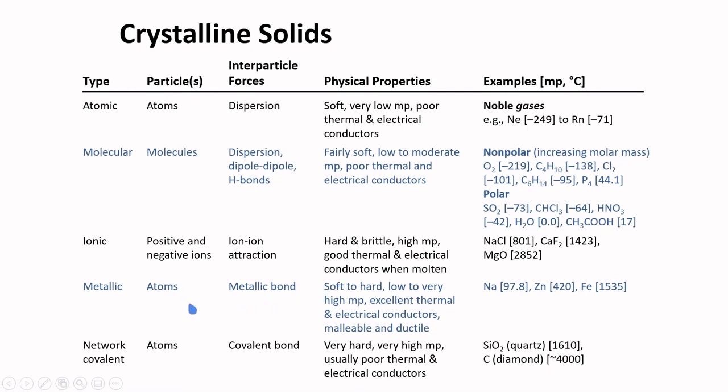Next are metallic solids. They are held by metallic bonds. They are soft to hard, have low to very high melting points, and have excellent thermal and electrical conductivity. They are malleable and ductile. Lastly, we have network covalent solids. They are held by covalent bonds. They are very hard. They have very high melting points and usually poor thermal and electrical conductivity. Examples for each case are also provided.